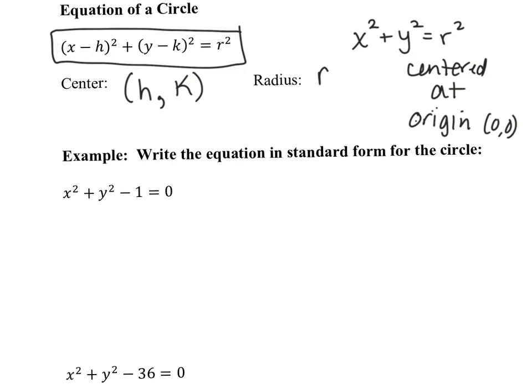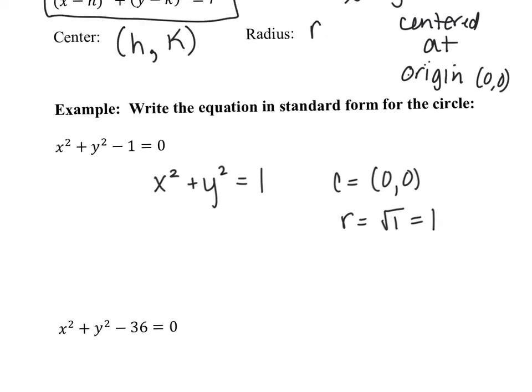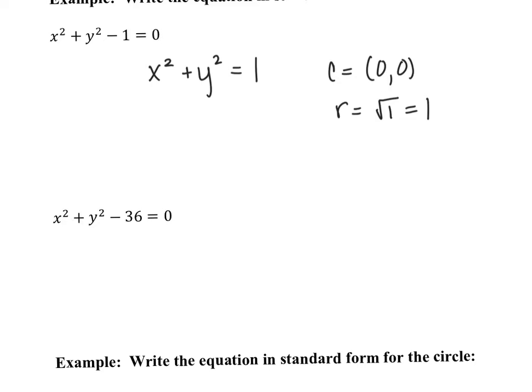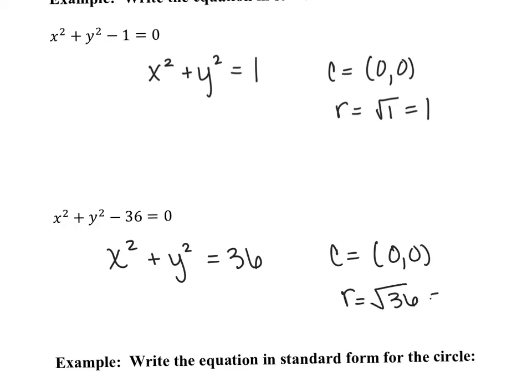So if you look at this first one, in order to get this in standard form, we just need to move the 1 to the other side. So x squared plus y squared is going to equal positive 1. So the center of this one, if you're asked to identify it, the center I'm going to put as c is 0, 0, and your radius is the square root of 1, which is just 1. So moving the 36 to the other side, x squared plus y squared is going to equal 36. The center is also going to be 0, 0 on this one, and the radius is the square root of 36, which is 6.